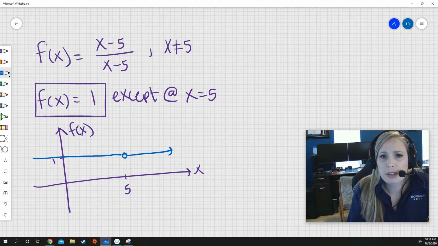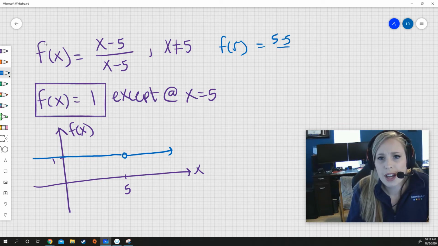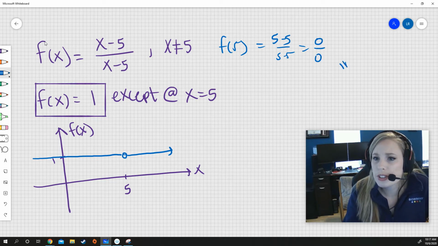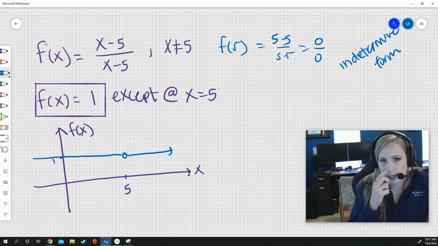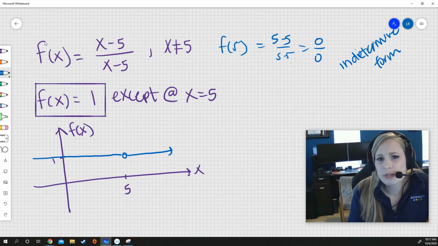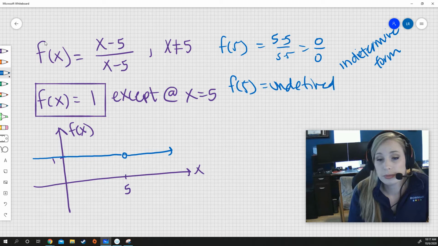At 5, if I were to plug 5 into there, f of 5 is going to be 5 minus 5 over 5 minus 5, which is 0 over 0. And later we're going to call this something, we're going to call it an indeterminate form. So keep that in your mind. But right now, what we know is that that is undefined. So this is what our graph looks like. So if I asked you to find f of 5, you would say undefined. Say, I can't figure that out. That's undefined. I don't have enough information.